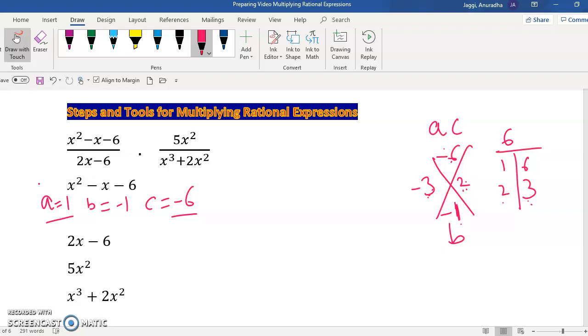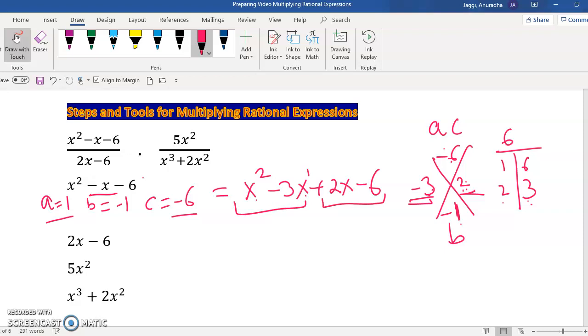So I'm going to split up the middle one. This is equal to x squared minus 3x plus 2x minus 6. Make the pairs and take the greatest common factor out. So there's a variable here, take the variable with the lower power out.